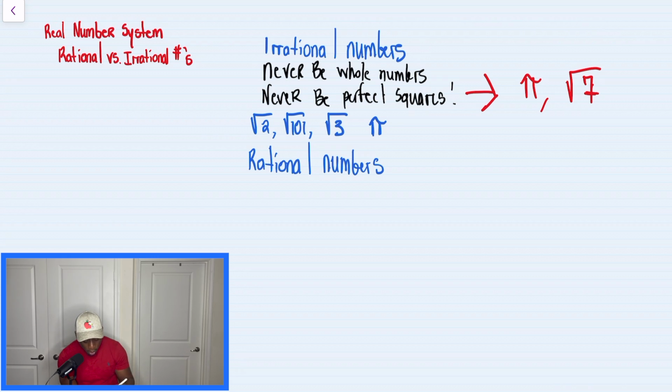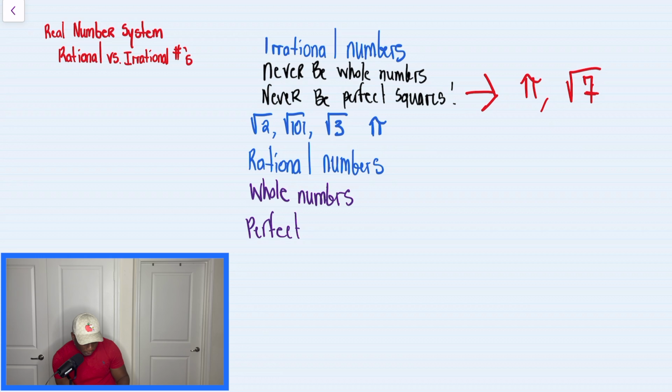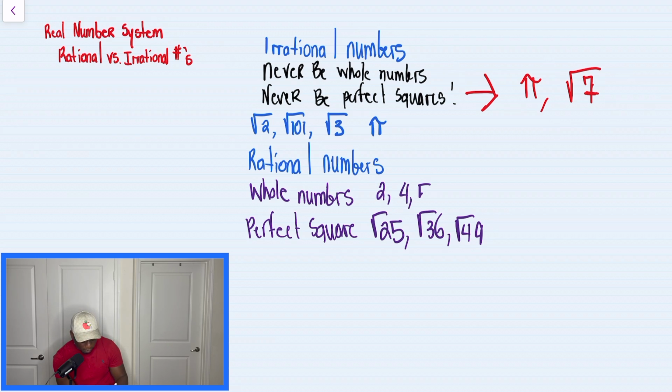Now, on the other hand, we have something that's called rational numbers. And I want you to know that rational numbers are whole numbers. So if it's a whole number, it is rational. All right? So we have whole numbers and perfect squares. So if we have a perfect square, that is a rational number. So we're talking about 25, the square root of 36, the square root of 49. So these are some examples for you guys to see of rational numbers.